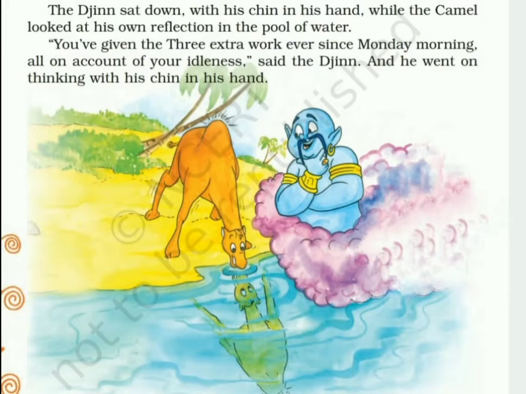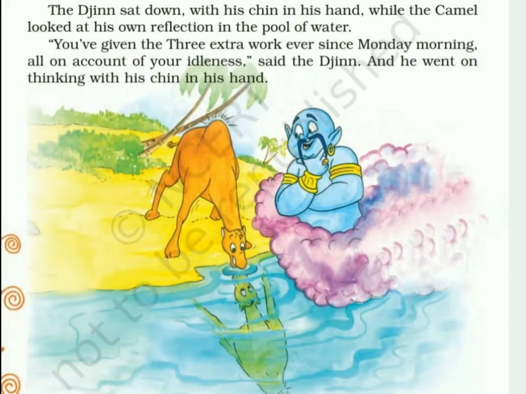So now here, this jinn says, you have given the three extra work. You here refers to the camel. So the jinn refers to the camel, saying that you have given the three extra. Here three refers to the other three animals. So you have given those three animals extra work ever since Monday morning. So from Monday morning onwards, you're not doing any work, so you have given them the extra work. So how did all this happen? On account of your laziness.